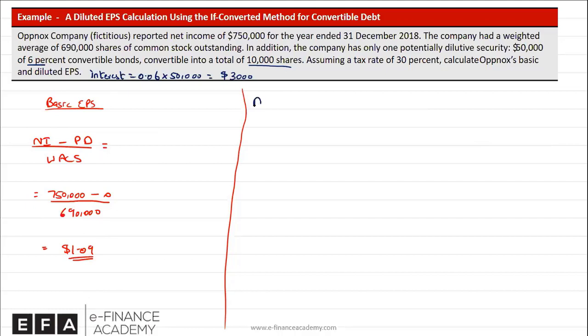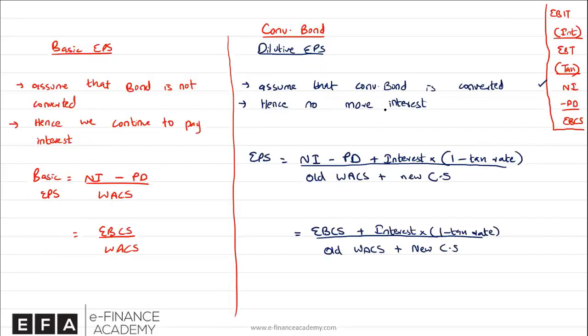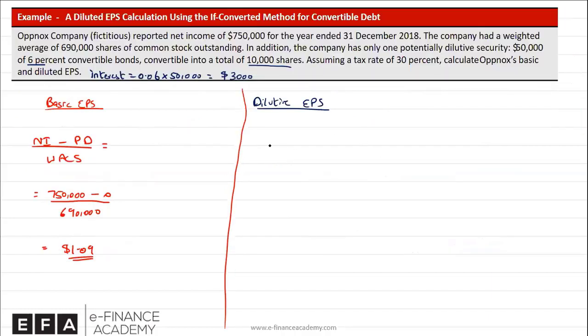So what if we convert on paper? What happens to our EPS? Is it dilutive or not? So the assumption is we convert and we do not have the bond anymore, so we don't pay interest anymore. If we are given net income, we will add back interest. So here we are given net income and there is no preferred dividend, so we'll keep that aside.